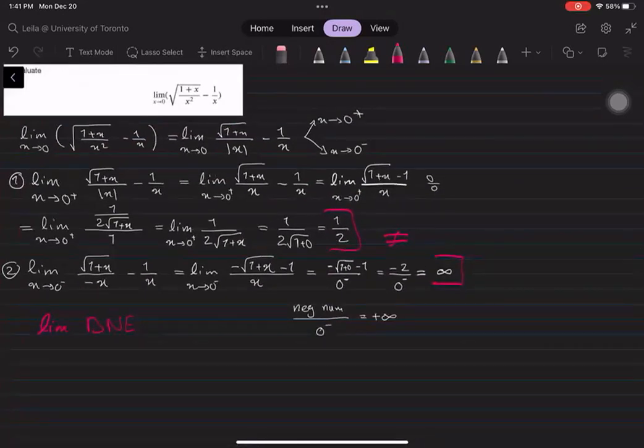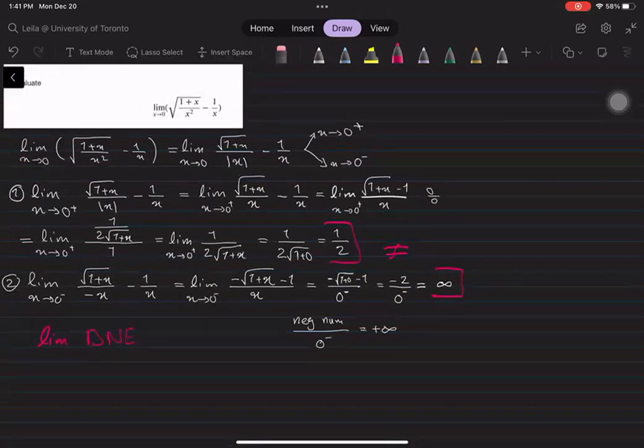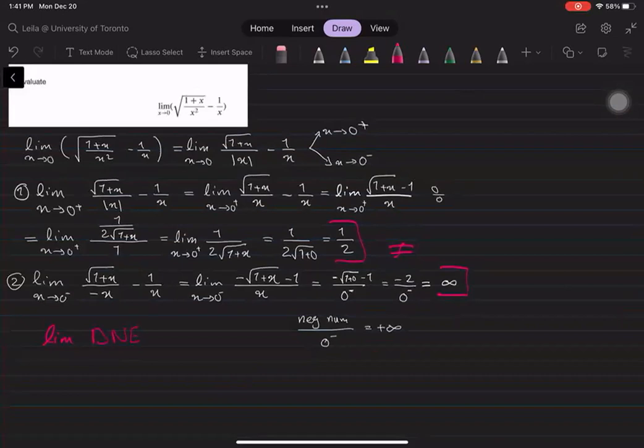I have a question regarding the positive limit. Yeah, hello? Yeah, I can hear you. Okay. You know how on the positive limit you got the L'Hopital's rule, and then after that you have the next line saying 1 over 2 square root of 1 plus x. How do you get to there from the L'Hopital's rule?